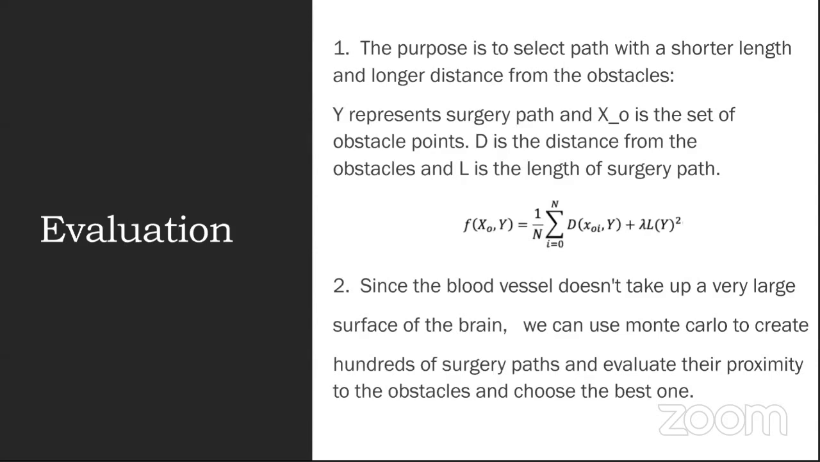Here's the evaluation function. The purpose of this function is to select the path with the shortest length and the longest distance from the obstacles. In this function, Y represents the surgery path, capital X_O is the set of obstacle points, D is the distance from the obstacles to the path, lowercase x_Oi are the points in the obstacle point set, and lambda is a parameter that you can change. Basically, the higher the score in this function, the better the path is.